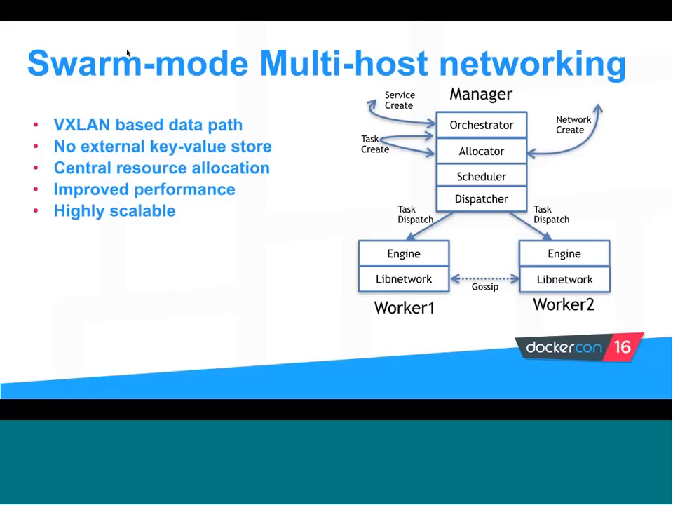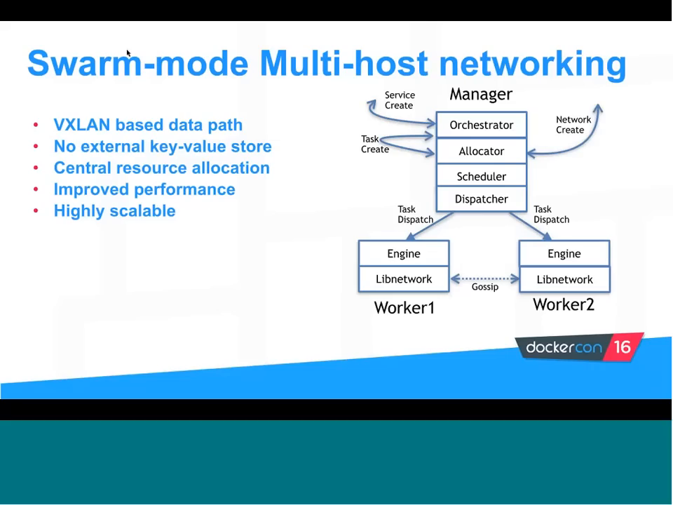So if you look at the multi-host networking at a high level, the design, in swarm mode we have managers and workers. Managers take care of the orchestration layer. It orchestrates the scheduling of containers, and having multiple managers, it does the raft between them and so forth. It has allocation APIs where it allocates networks, tasks, and services, and it schedules the resources to a particular worker node, and the dispatcher dispatches the information to the appropriate worker nodes.